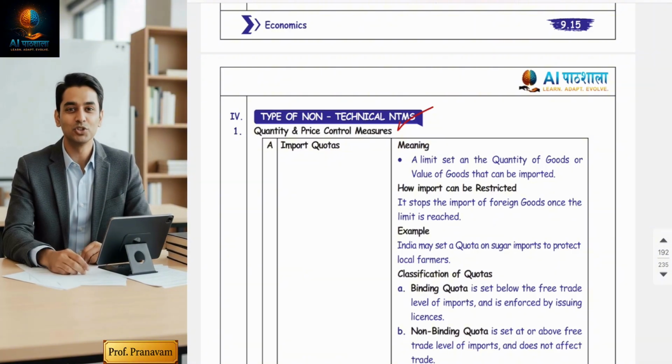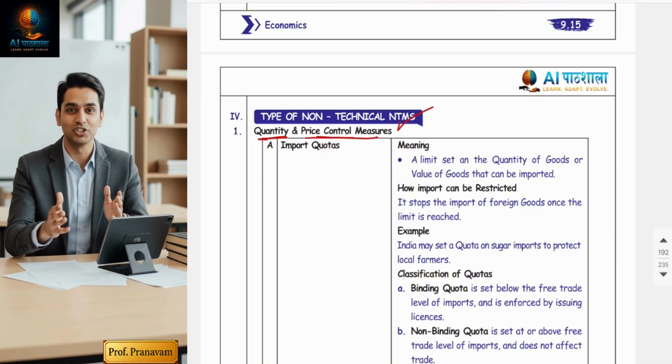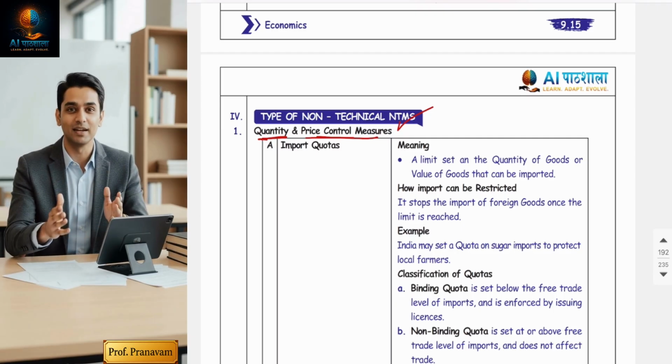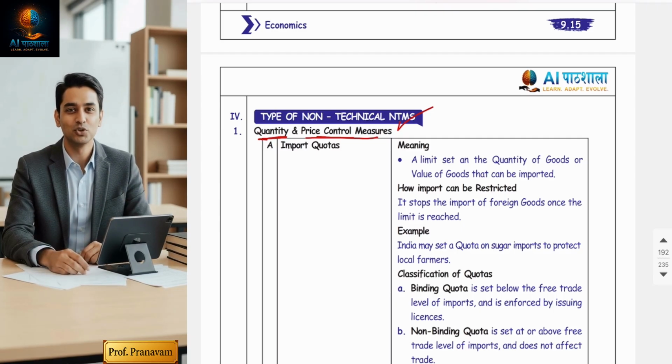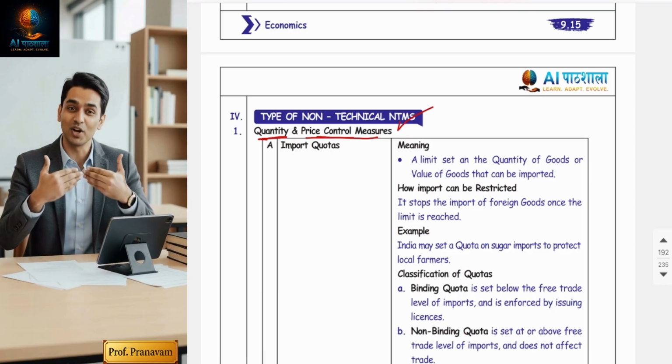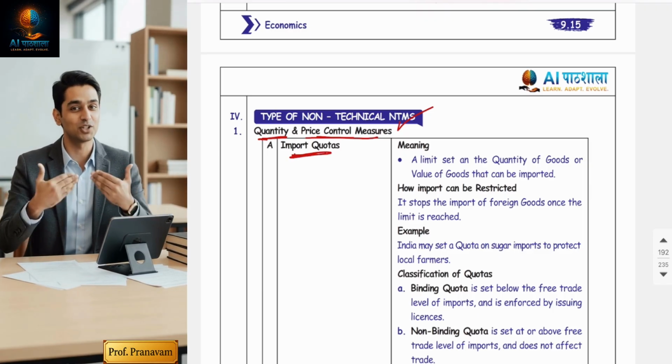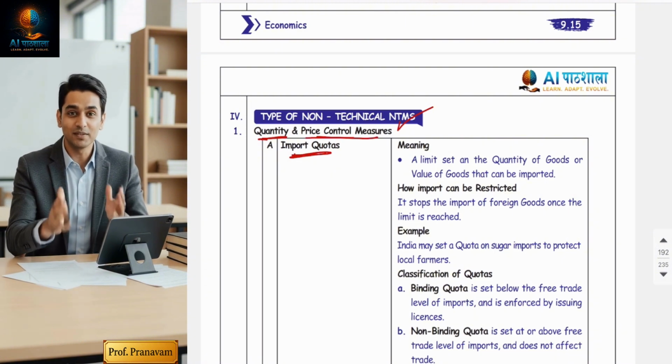The first category depends on the quality and price control measures. It means import is restricted by making changes in the quantity restrictions or by making changes in prices. Okay, let us understand one by one. The first measure, the non-technical measure to restrict the import, is import quota.